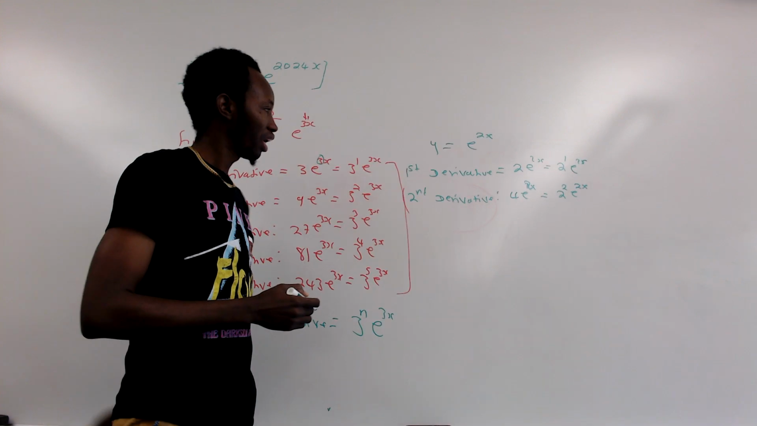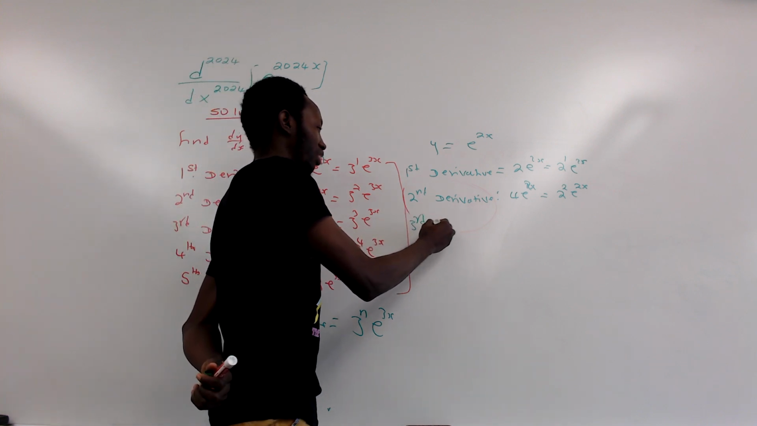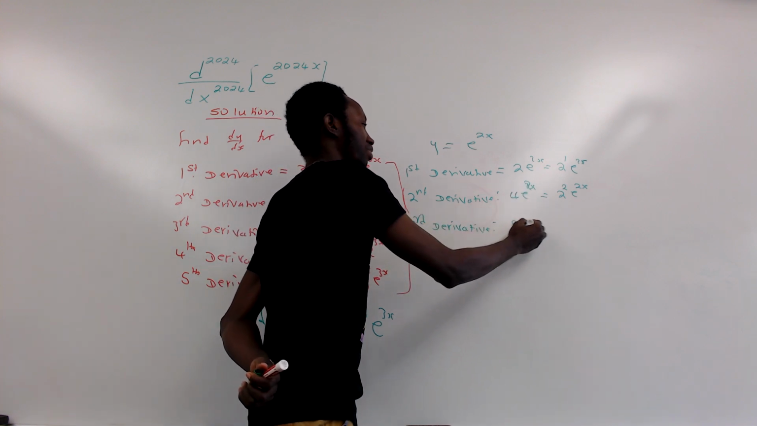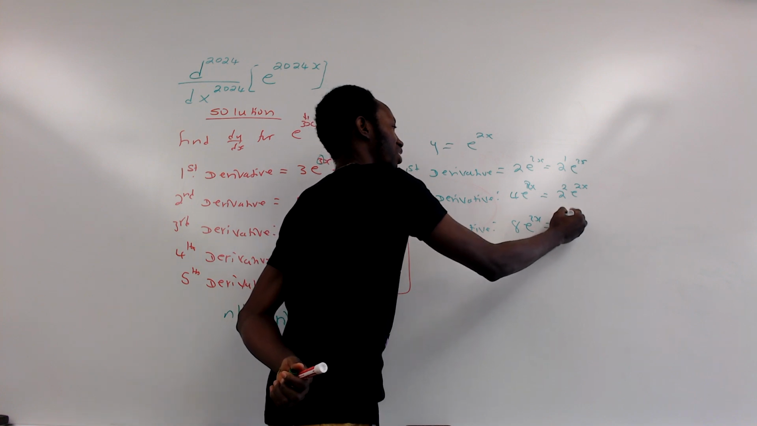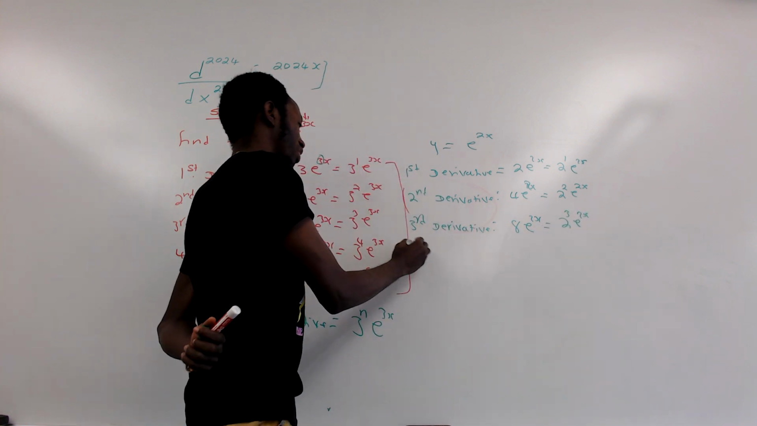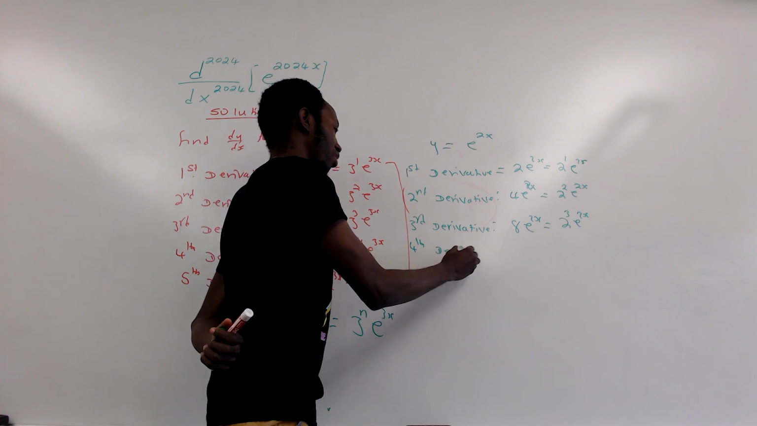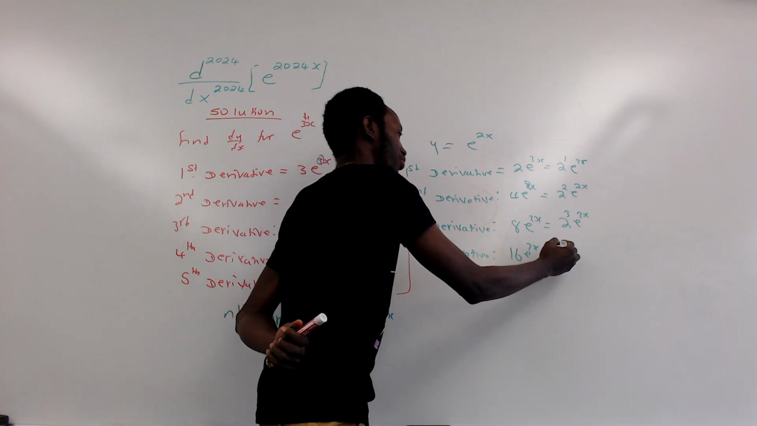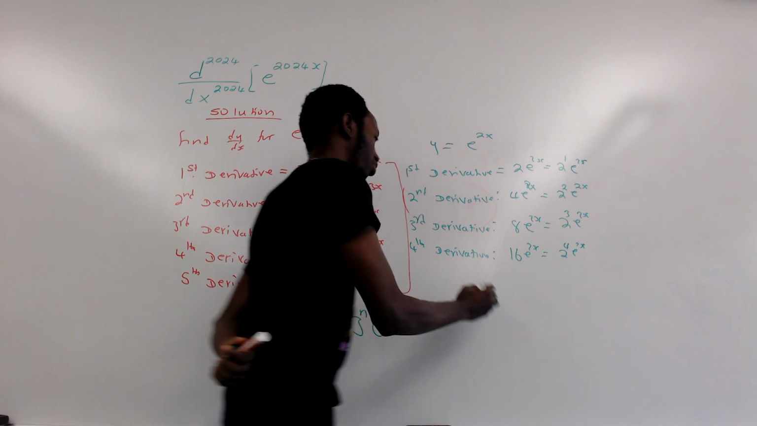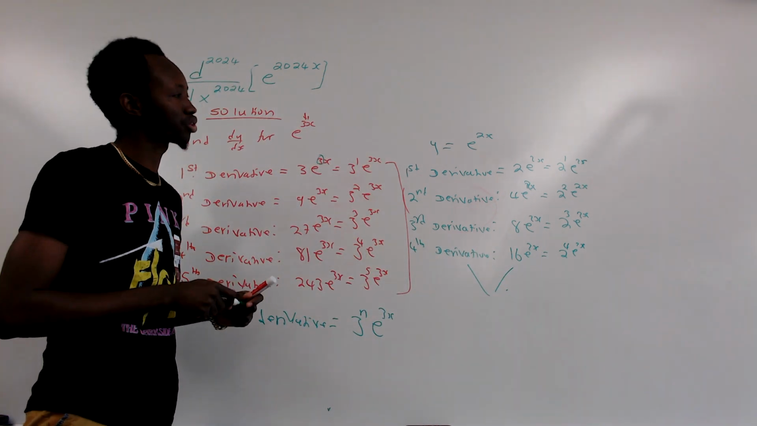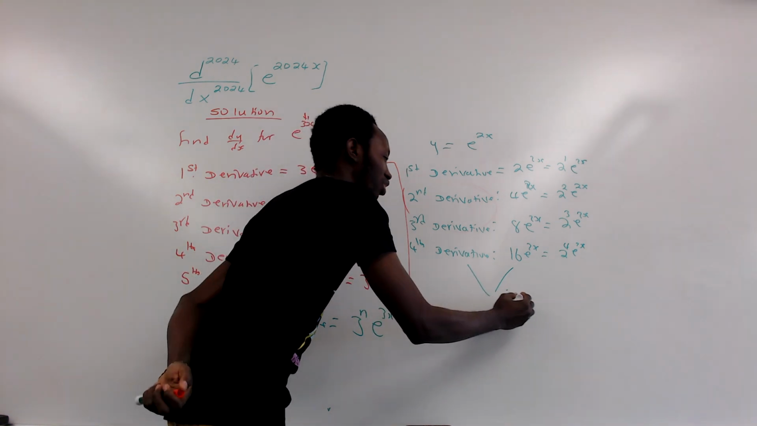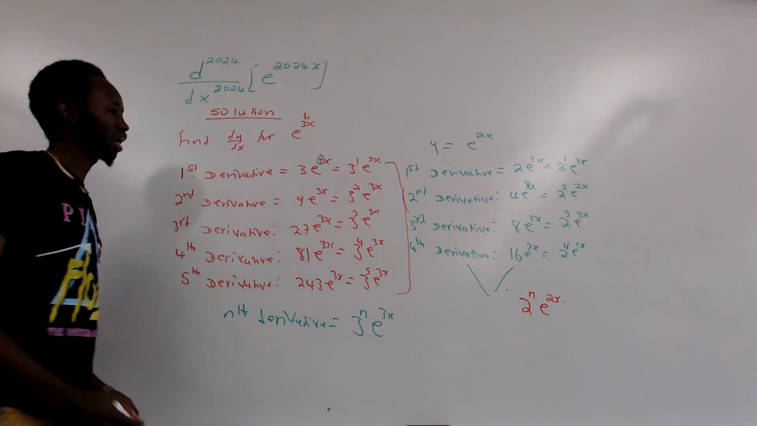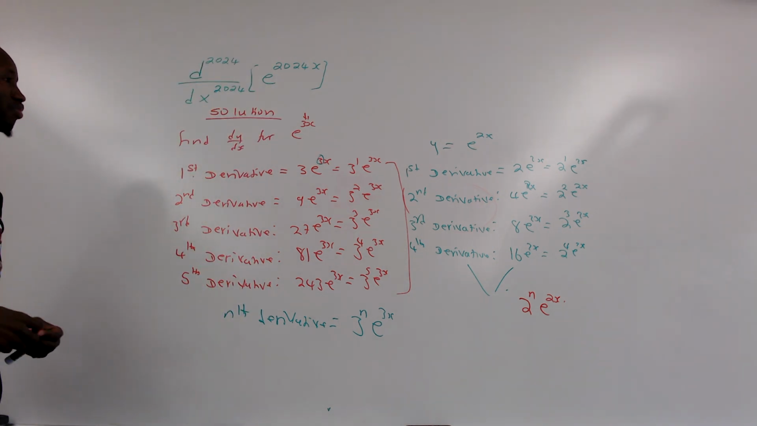I hope you are seeing it. And the third derivative again is the same thing, which is 2 times 4, which is 8 with e raised to power 2x, which is the same as 2 raised to power 3 e raised to power 2x. And we find the fourth derivative: 2 times 8 is 16 e raised to power 2x, which is the same as 2 raised to power 4 e raised to power 2x. So the nth derivative, you can see the pattern, is 2 raised to power n and e raised to power 2x. This is it. So this is how we can find these functions.